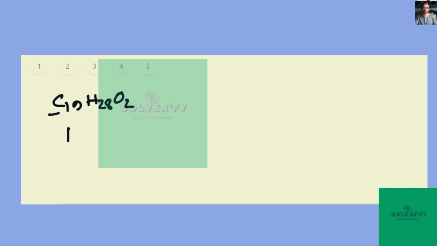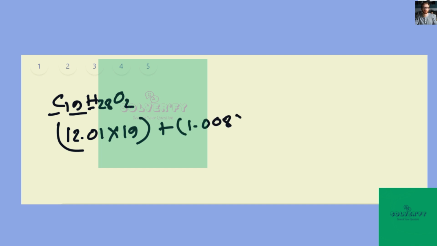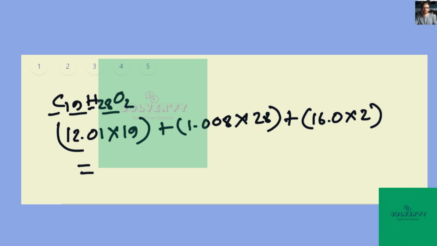First we have carbon, which has a molar mass of 12.01, and we have 19 carbons, so we'll multiply this by 19. Then we have hydrogen, which has a molar mass of 1.008. We have 28 hydrogen here, so we'll multiply it by 28. Then we have oxygen, which has a molar mass of 16, and we have 2 oxygen here, so multiply it by 2. It will give us a value of 288.42 gram per mole. So this is the molar mass of this compound.